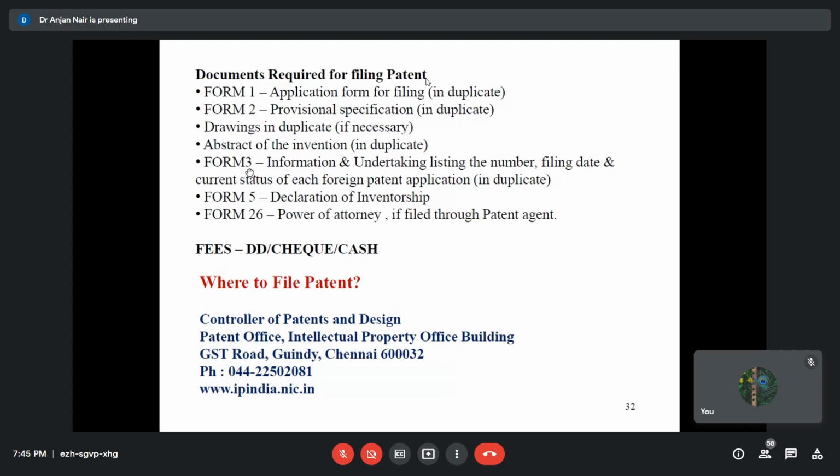Then Form 3 is undertakings, Form 5 is the declaration of inventorship, and the last, Form 26, is for when you are filing through an attorney.